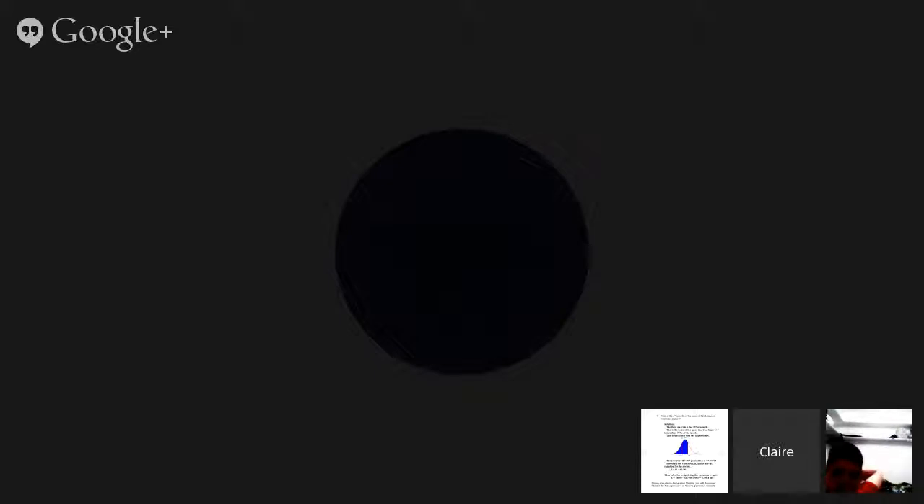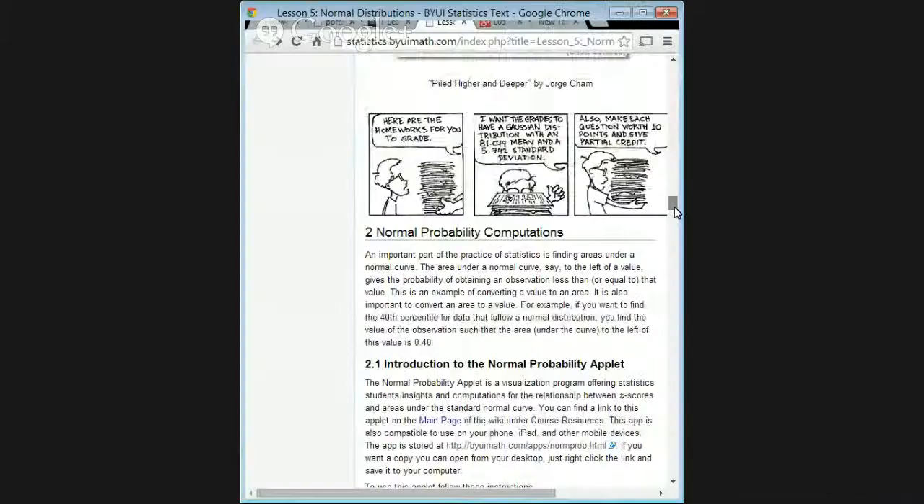Okay. Wait, what did you get? So I got 0.6 minus 0.66, right? Yep. Okay, and then you divide that by 0.07. So I got my z-score as negative 0.8571. Yeah.